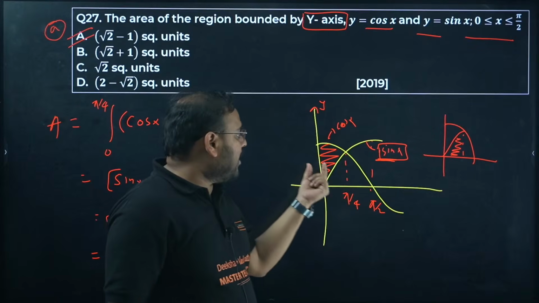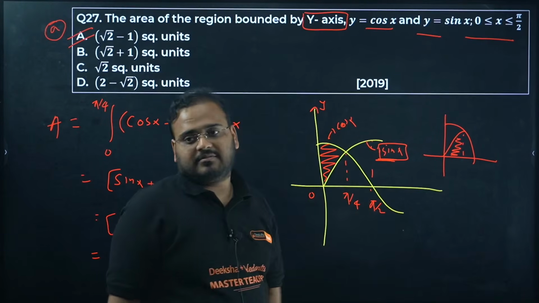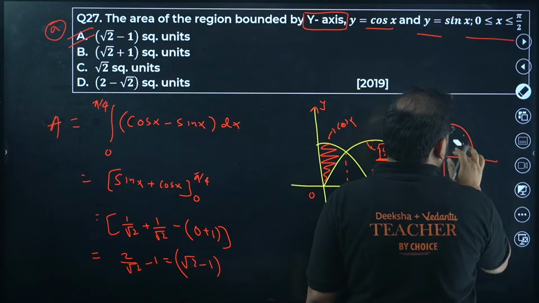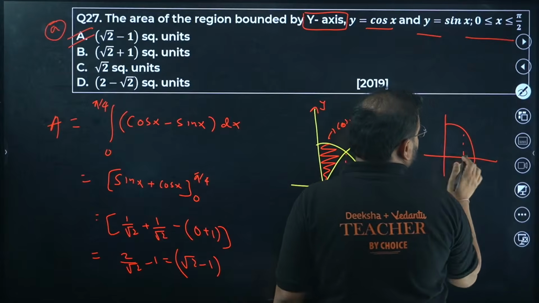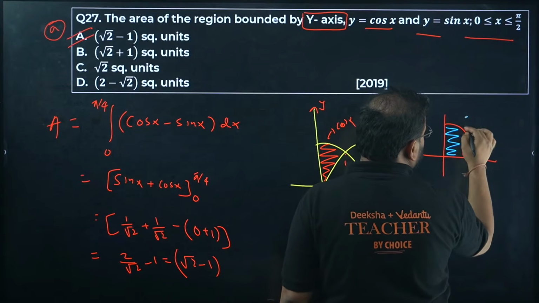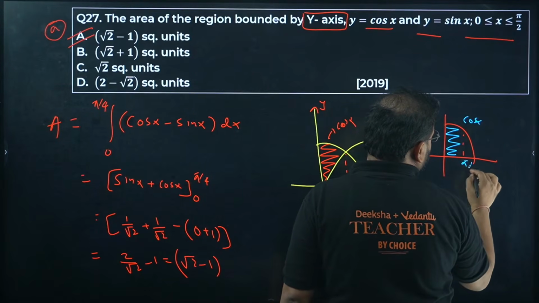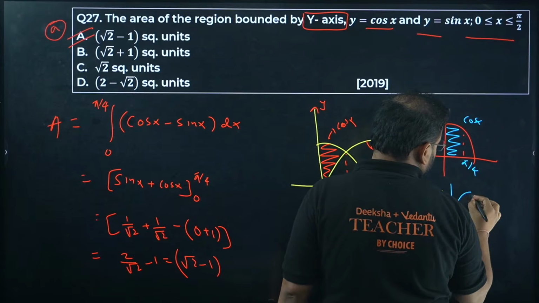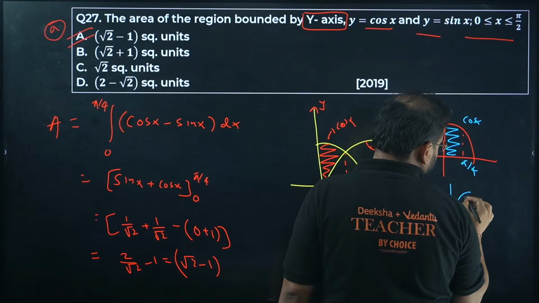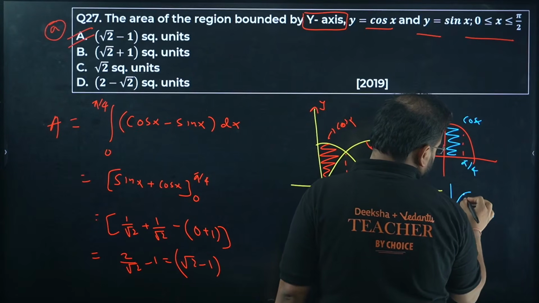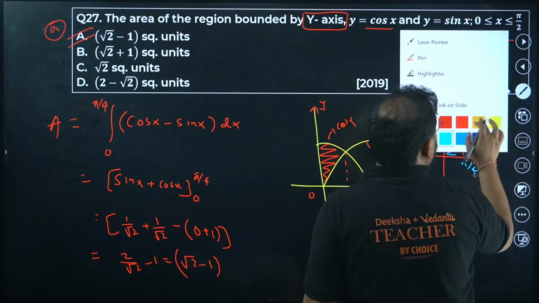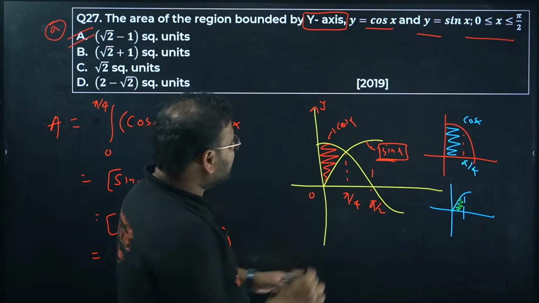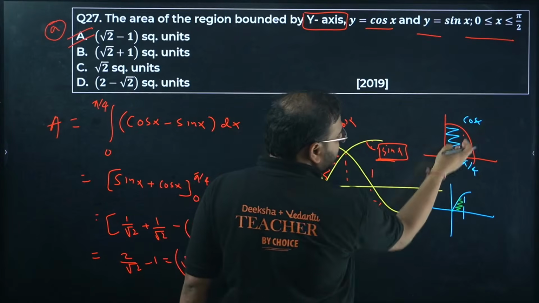So remove the area under the sine curve from the area under the cos curve. Let me show you. This is the area under the cos curve. This is cos x. This is pi by 4. And the sine curve is something like this. This is the area under the sine curve. To get this result, you have to remove this area from this area.